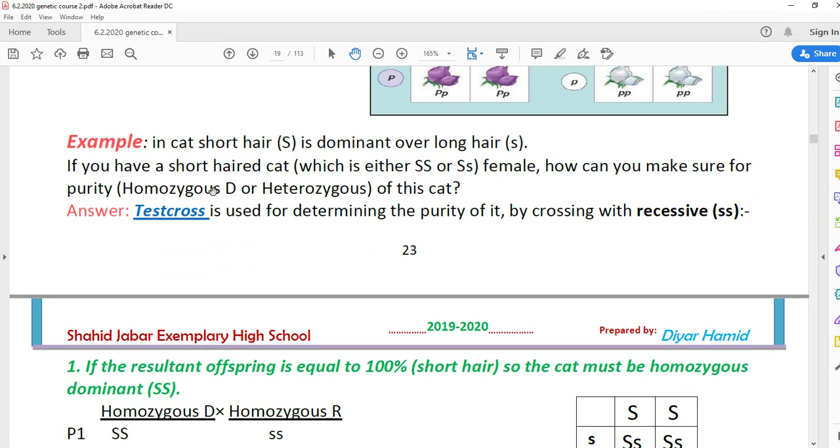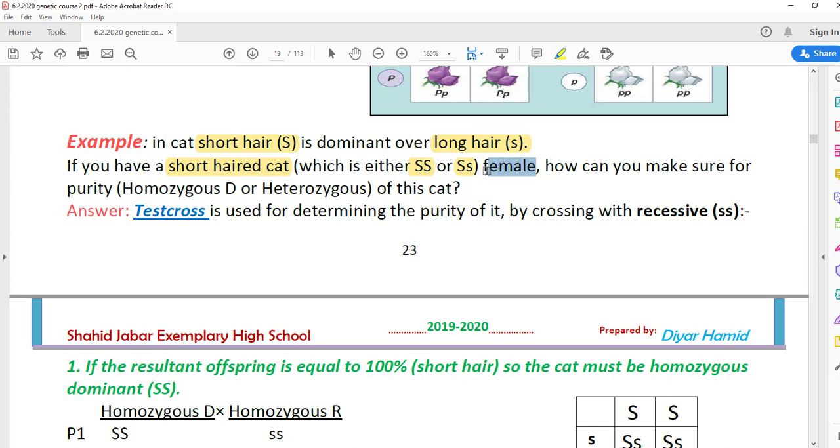For example, here in cat, please focus on this. In cat, short hair is dominant over long hair. So long hair, even though it is more beautiful than the short hair, unfortunately is recessive. Short hair is capital and long hair is recessive. If you have a short hair cat, because it is dominant, it is either S capital S capital or S capital S small.